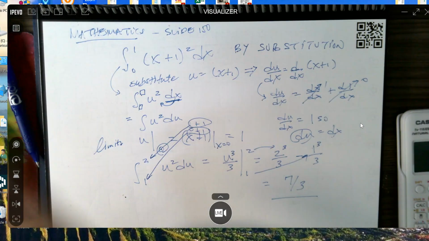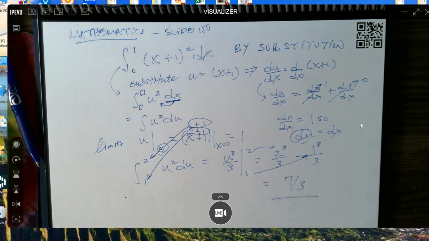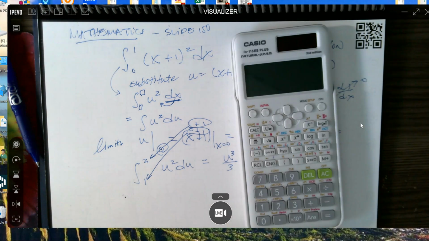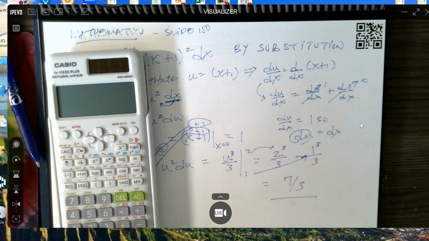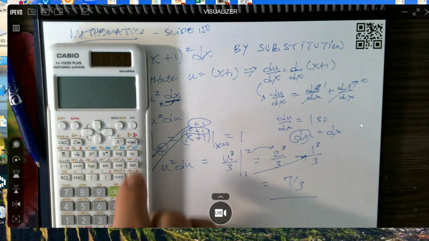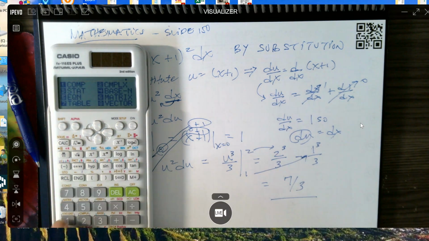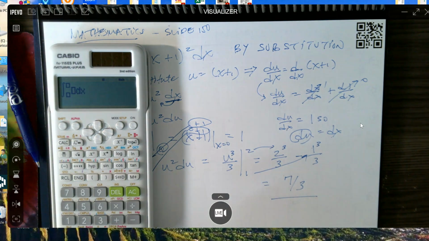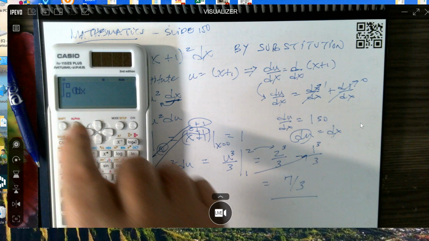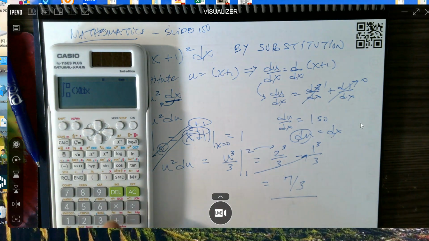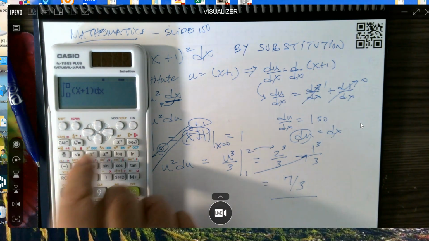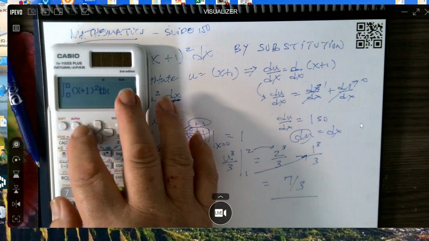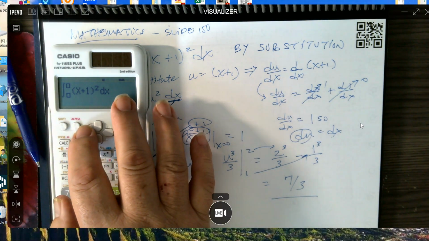Now, what if we do this on our calculator? So let's do this on our calculator. You can see my calculator here. I'm just going to turn it on, make sure it's on mode 1, and then take the integral, left parenthesis, x, which is alpha, right parenthesis, plus 1, close parenthesis, squared, and then I need to set up the limits.